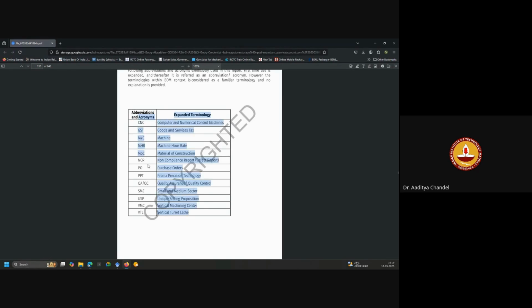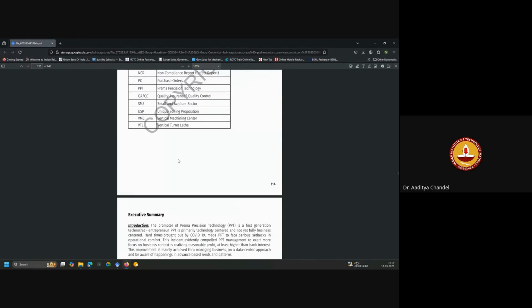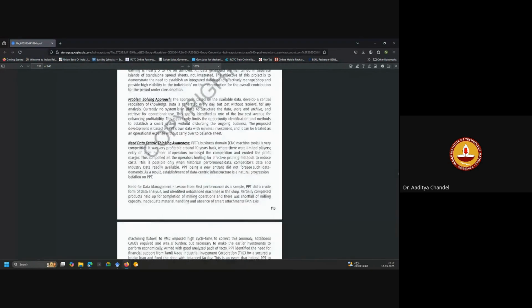So this is something like metadata, where you can give information about your data. If you put CNC only, nobody will know about CNC, right? So you need to explain exactly what abbreviations you are using here. And this is the executive summary. If you see here, these are the problem statements, right?